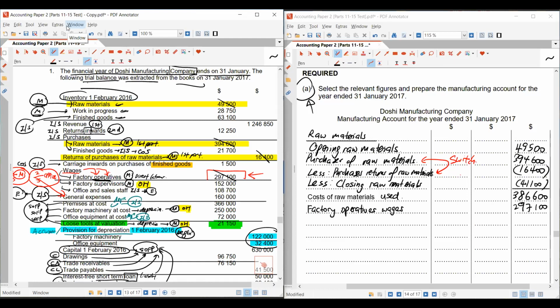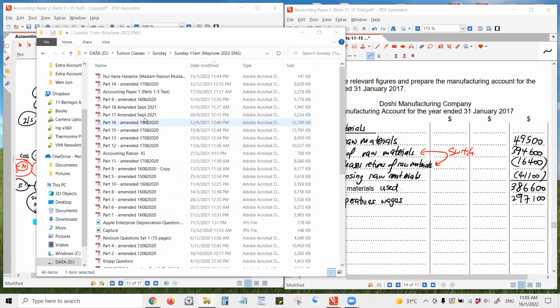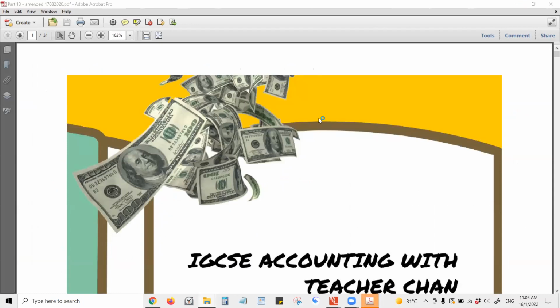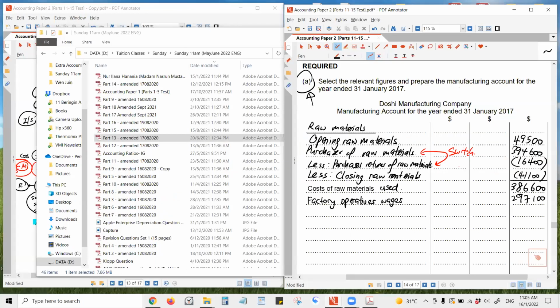If you remember what you learned in the notes, in chapter 13, I explained this earlier. Office and sales staff are not in the factory. We are now doing the manufacturing account, so we should not include anything linked to the office. Sales staff, those who sell goods to customers, are outside the factory. An accountant in the office cannot work inside the factory next to the machine, right? That's why we don't take office and sales staff into the manufacturing account.